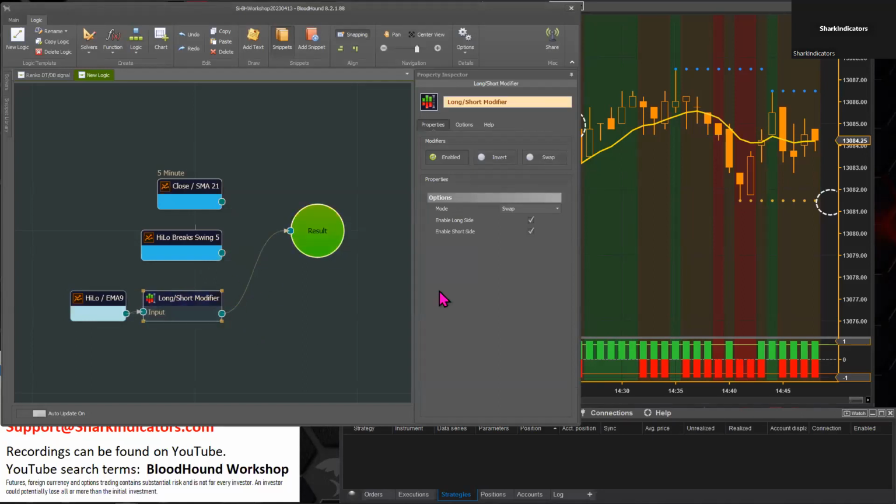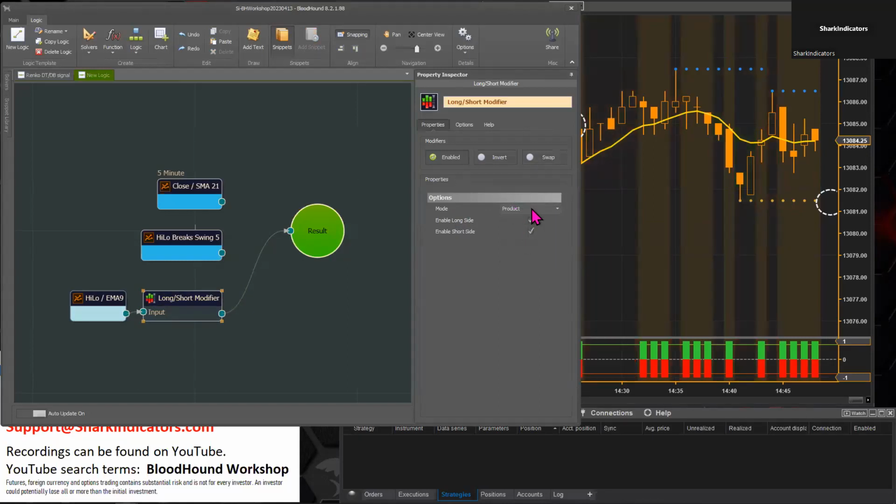Put that in. And the mode that we want is product, right? And if you remember from school, like middle school, product is just a fancy name for multiplication, right? So what the long short modifier is doing is it's multiplying the long output by the short output, right?